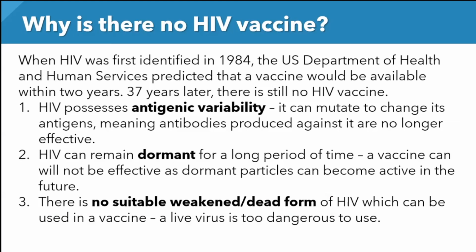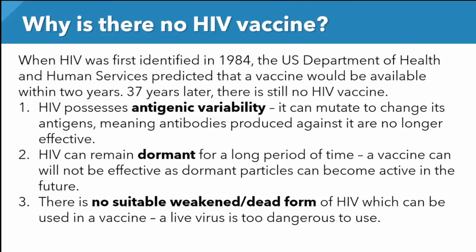HIV can remain dormant, so it has a latency period where it can infect the body, but there would be no symptoms for up to 10 years. So you could be infected for ages and you still wouldn't know. This becomes very dangerous because you want to get treatment and diagnosis as early as possible, but without knowing that you have it, it's actually very dangerous.